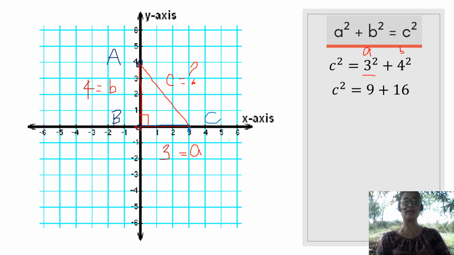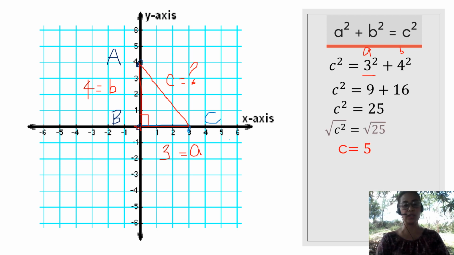Then evaluating, you have 3 squared is 9, 4 squared is 16, then add, C squared is equal to 25. But we are looking for C, so we are going to do the opposite operation, and that is by extracting the square root of C squared and the square root of 25, which is 5. So the length of C here is 5 units.